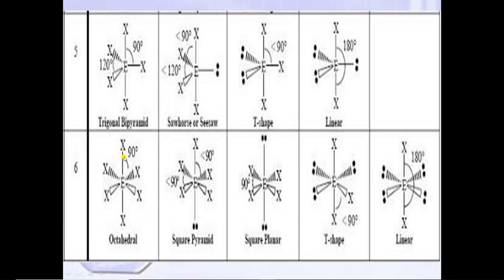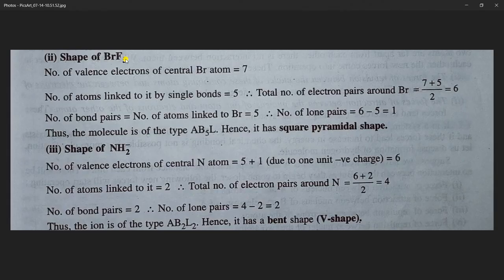So you will draw this structure. But we need to find out the number of lone pairs first. You can see 5 atoms are attached to bromine, so 5 bond pairs are present and 6 is the total number of electron pairs. So 6 minus 5 is equal to 1. That means the number of lone pairs is equal to 1. So 1 lone pair is present.